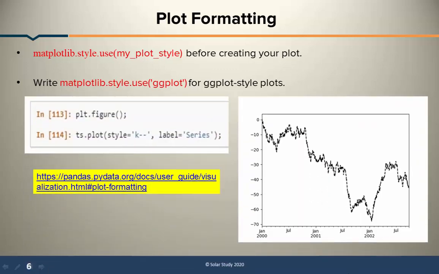What is ggplot? Let's see. See, this is called ggplot. Here what I am getting is a black color line with a dash-dash style in this figure. Also, whatever date or time I want to put, I can put here using matplotlib.style with ggplot. If you want to know much more about plot formatting, go to this link. You will get all the details of plot formatting.